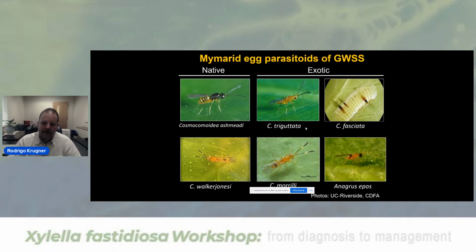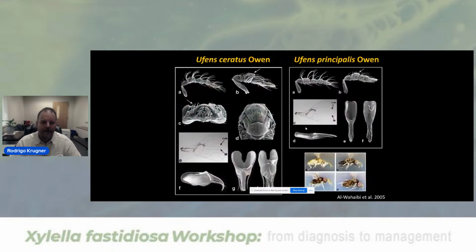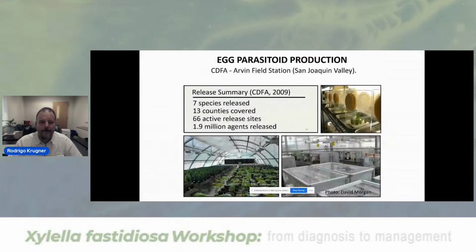These are some of the egg parasitoids that were released in California. The females will lay their eggs inside the egg of the sharpshooter. The larvae then eat the egg, and you have an adult coming out of there. These are the two species I've been tracking. They're desert adapted species, and they're doing quite well actually here in the valley.